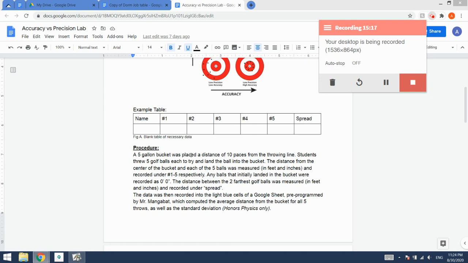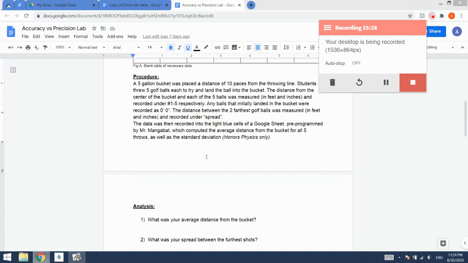So this is what's happening. You had the 5-gallon bucket, throwing it, recording the feet and inches respectively, and then it would be put into a Google Sheet pre-programmed by myself, and it'll compute the average distance for all 5 throws. The honors class will focus on standard deviation. And then a little bit of analysis.